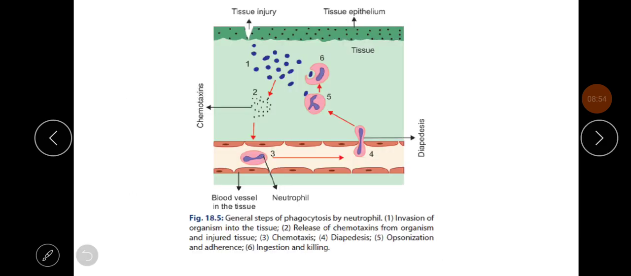So this diagram shows the different phases of phagocytosis. The first one is invasion of the organisms into the tissue. Second is release of chemotoxins from the injured tissue. Third is chemotaxis, that is attraction. Then diapedesis, that is squeezing of the WBCs through the endothelial cells, and opsonization, and the ingestion and killing.